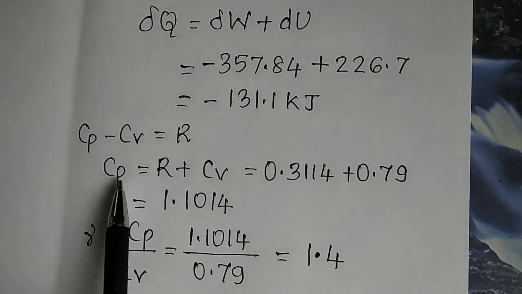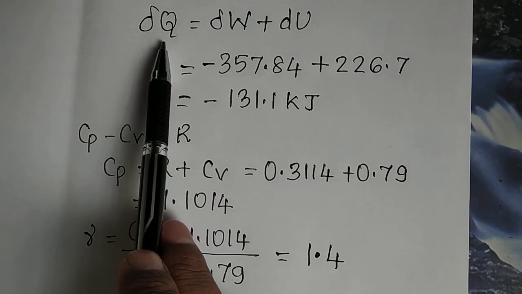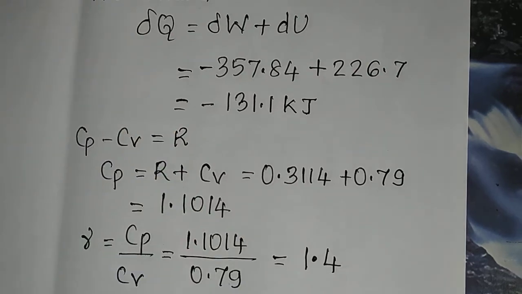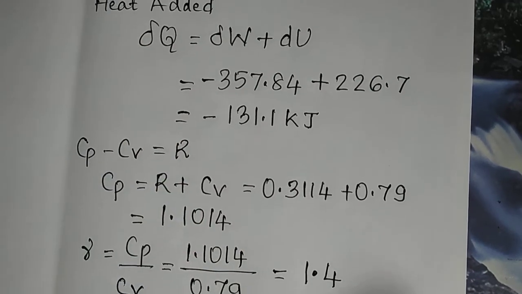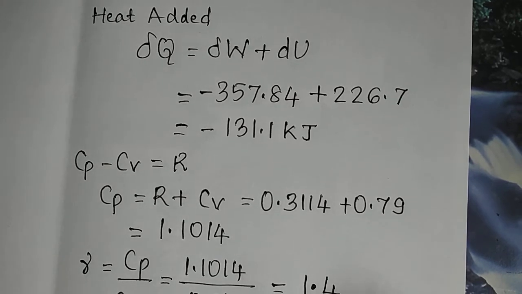So Cp is asked, gamma is asked, dou Q is asked, dU is to be found out, and T2 also. So we'll revise what all you have found out from this problem once again by taking the problem.